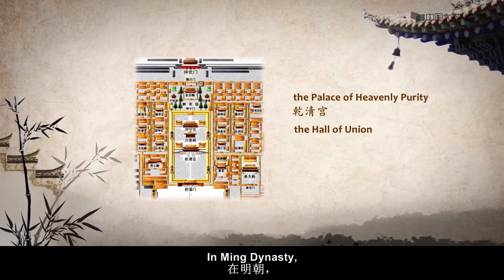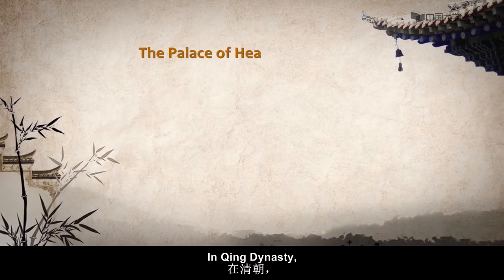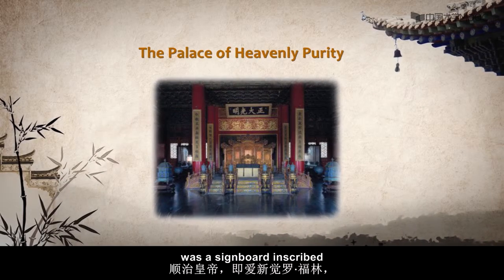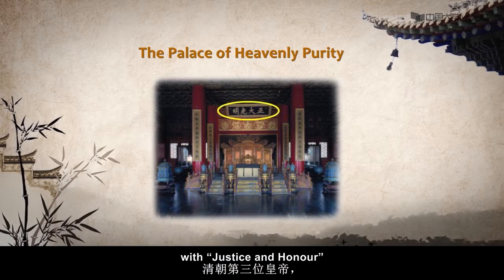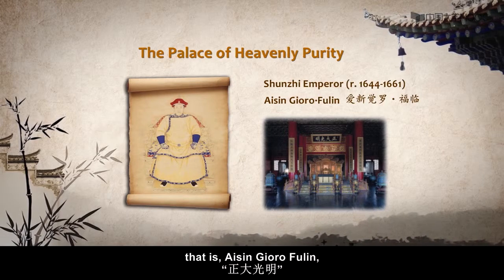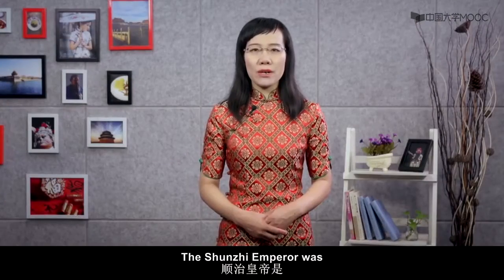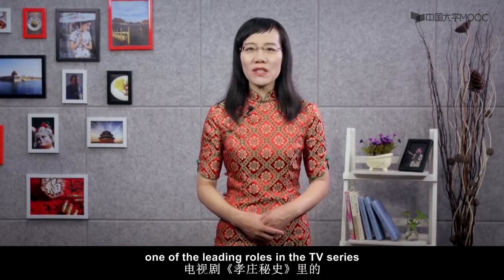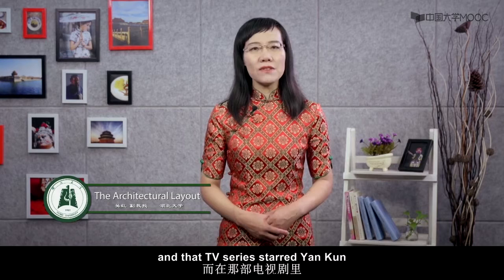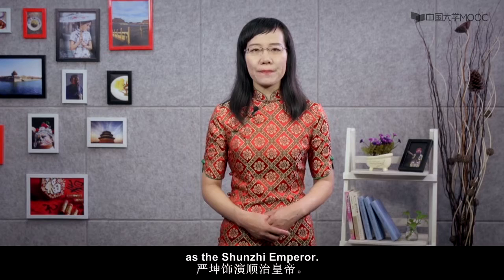In Ming Dynasty, the Palace of Heavenly Purity was the residence of the emperor. In Qing Dynasty, hanging high above the throne in it was a signboard inscribed with justice and honor by the Shunzhi Emperor, that is, Aishinjuro Fuling, the 3rd Qing Emperor. The Shunzhi Emperor was one of the leading roles in the TV series Empress Dowager Xiao Zhuang, and that TV series starred Yan Kun as the Shunzhi Emperor.